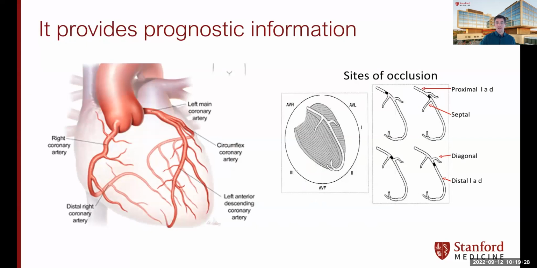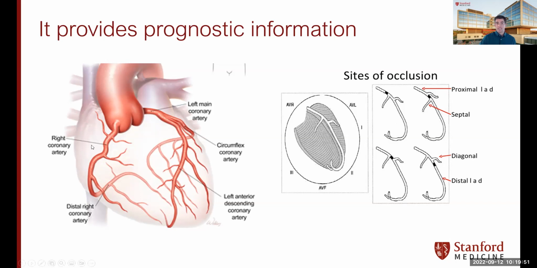It also provides important prognostic information. This is an example of a heart attack. A heart attack is when an artery of the heart becomes clogged. And we often describe the lesions as proximal and distal. So this is your left anterior descending artery, right? Also known as the widowmaker. It's one of the most common places where heart attacks happen.